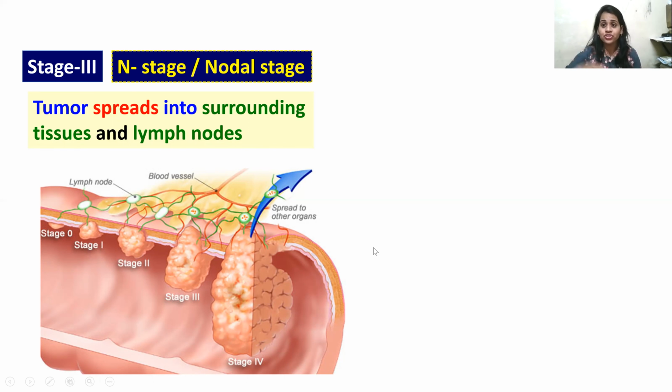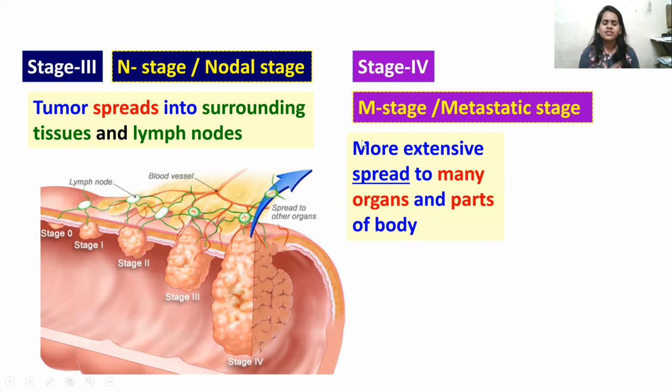So here angiogenesis has started, because it's spreading to different tissues and different lymph nodes. That means they have already formed their own blood vessels and they have started multiplying and spreading throughout the body. And finally is stage 4, where it's a more extensive spread, meaning it has reached the maximum organs and destroyed maximum body parts. Is it clear? So these are the 4 stages of cancer.